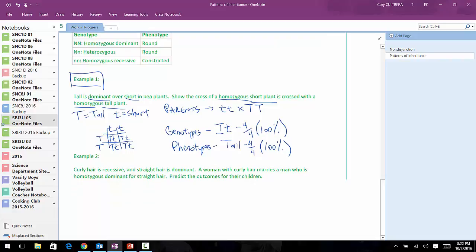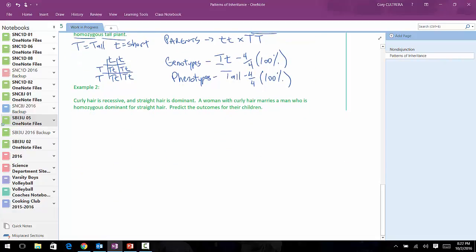If we look down at example number 2, we have curly hair being recessive, straight hair is dominant. Okay, so before we start writing out the parents, let's write that out. So I'll use a capital S for straight and a little s for curly.